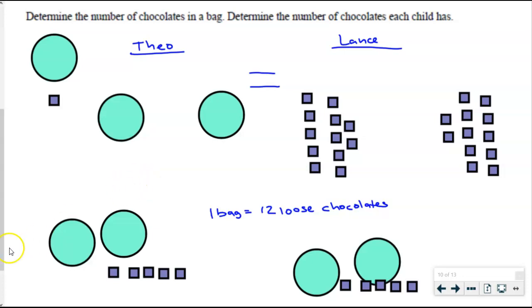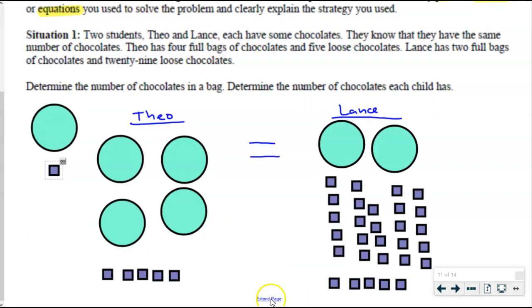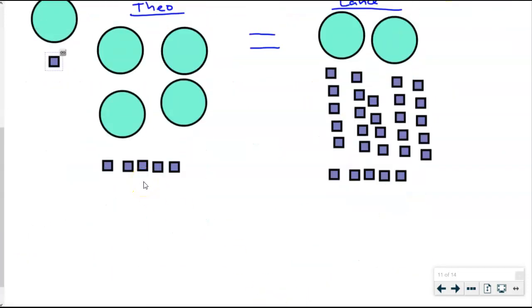Now we're going to do this one more time using equations. Let's do this with an equation now. What does Theo have? 4 bags. I'm going to represent that with 4B for bags, plus 5 extra loose chocolates. And this is equal to and balanced with on the other side. Bryn. Yes, only I'm going to use B instead of X, but 2B for bags plus 29 loose chocolates. And look at that, we have an equation.